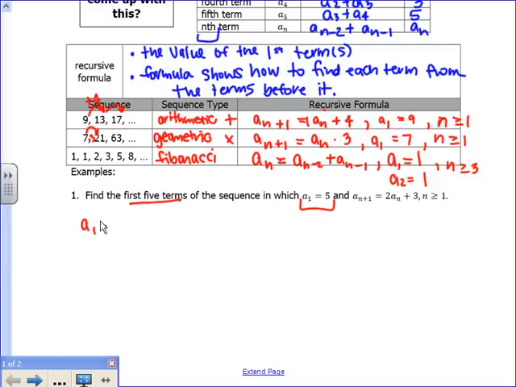Where should we write that? Let's write that right here. A sub 1 is 5. Okay? Now, we need to find a sub 2. Well, in order to do that, we're going to use this formula here that they've given us.